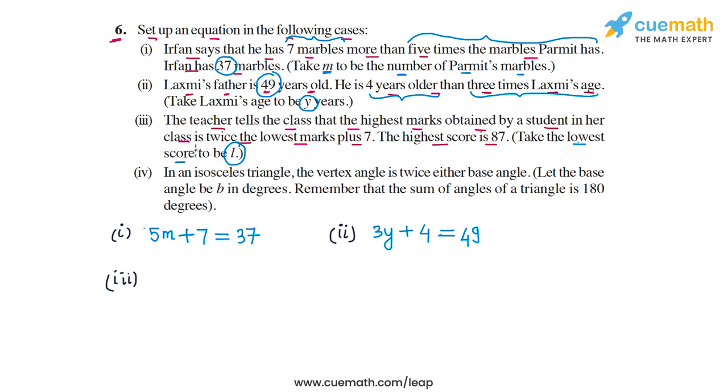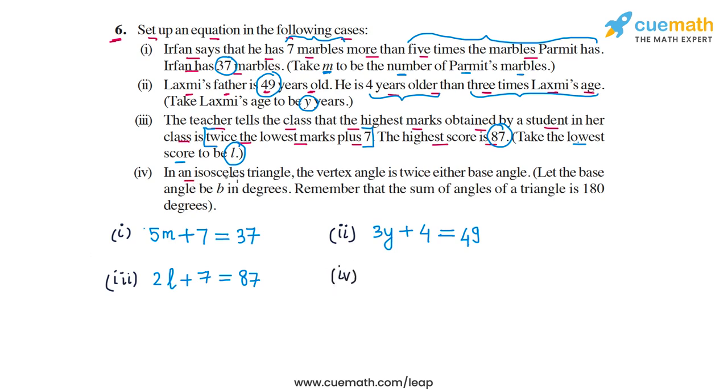We know that the highest score is twice the lowest marks plus 7. So twice the lowest marks is 2L, plus 7 is 2L plus 7. So this is the highest marks in terms of L, and we are told that the highest score is 87. So 2L plus 7 should be equal to 87. This is the equation for part 3. And finally, let's do the equation for part 4.